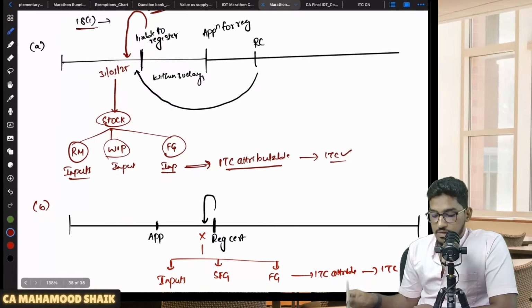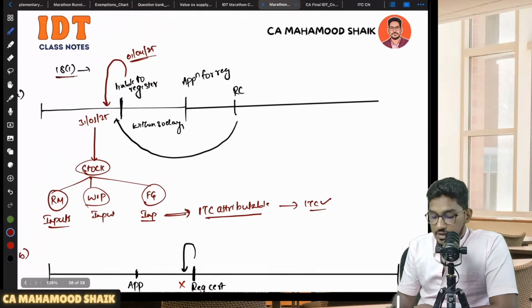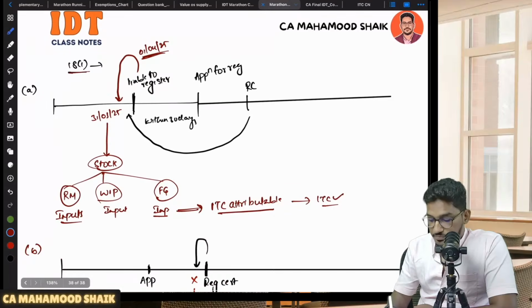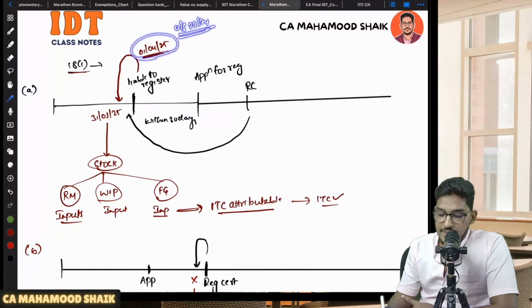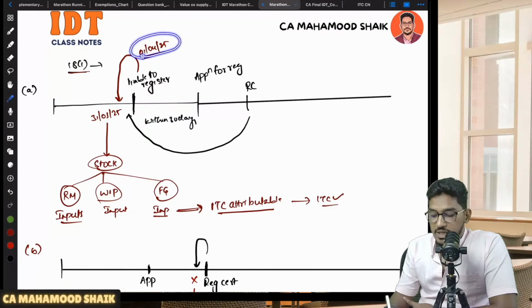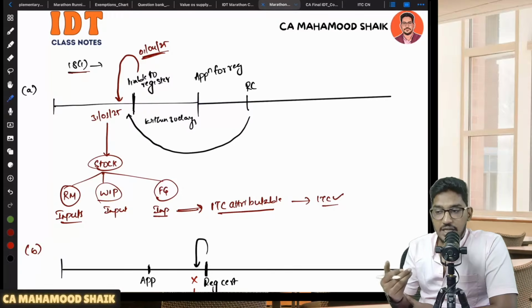So the first case where you will become eligible to take ITC is, let us say you become liable for registration. Let us say on one date you become liable for registration either under section number 22 or 24. Either your aggregate turnover has exceeded the applicable threshold limit, or you have done something under section number 24 because of which you become liable for registration. So you become liable for registration on 1st of April 2025, and within 30 days you submit an application for registration. Thereafter you will get the registration certificate.